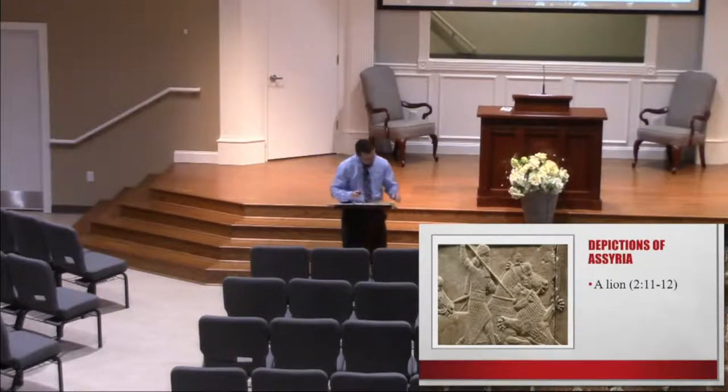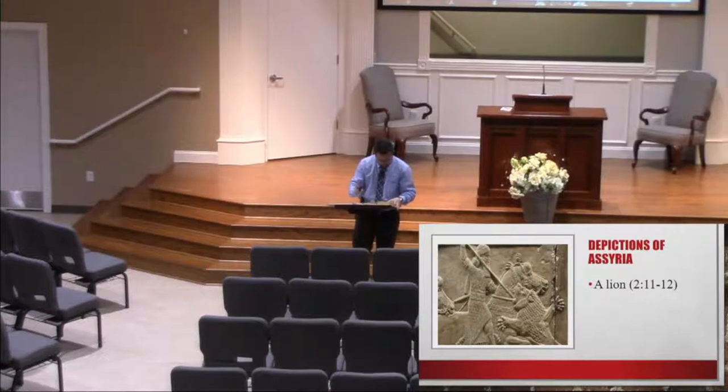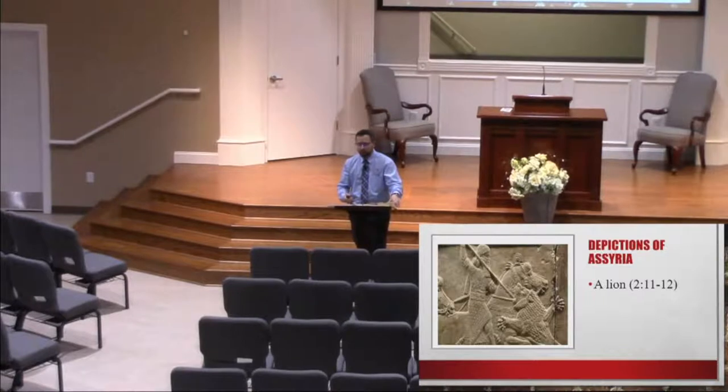Okay, so maybe some imagery to help us out with that. So there's the first depiction of Assyria. Now in verse 12, I need to say this before we move on. In verse 12, he says, "The lion tore apart as much prey as his cubs needed." So what image does that portray of Assyria? Assyria didn't care who you were or where you were. If you had something they wanted, they were going to take it over. Absolutely ruthless.